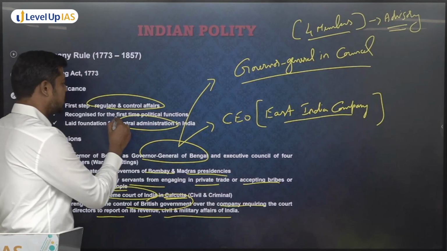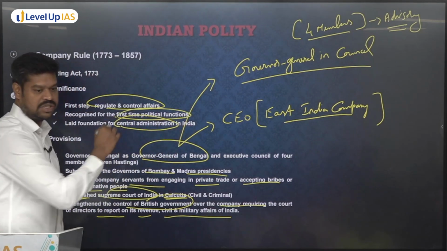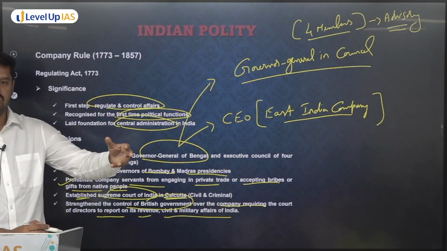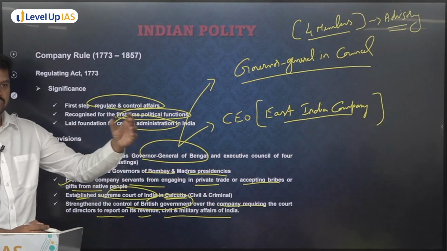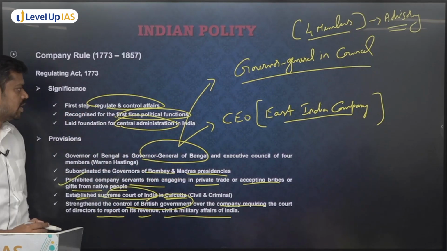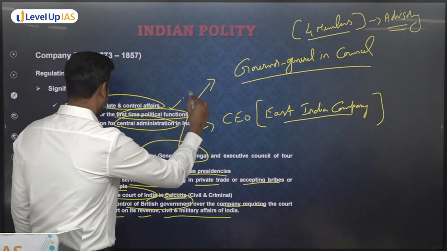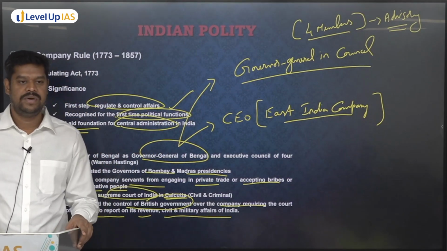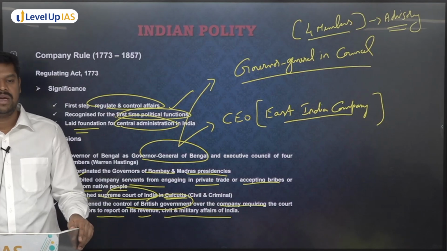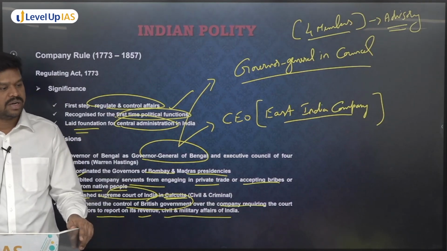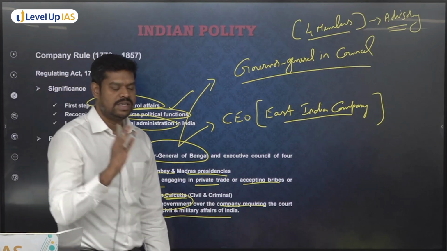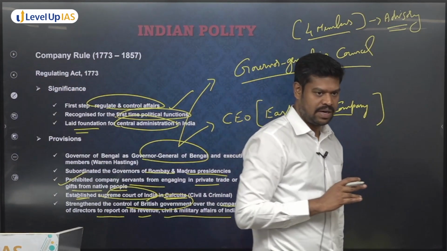And they also, for the first time, officially recognized the political functions of the company. Did they recognize the political functions? Yes, the law allowed them to collect taxes and maintain civil administration. So all the political functions were also recognized for the first time. And most importantly, it laid down the foundation for the central administration in our country by making the Governor of Bengal the Governor General of Bengal. Is that clear?